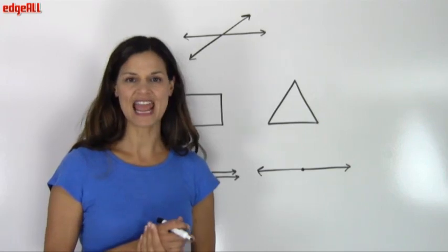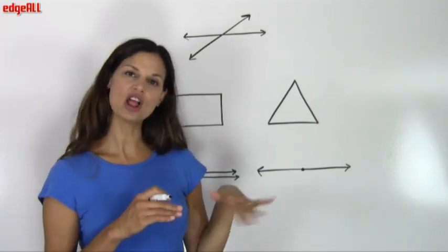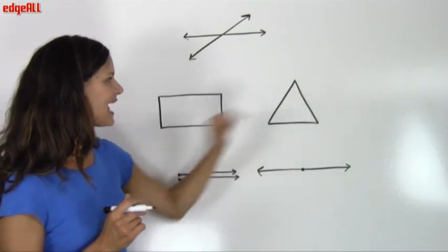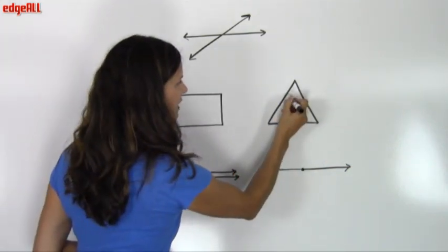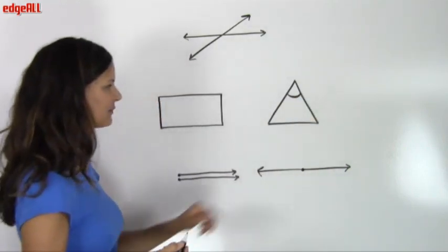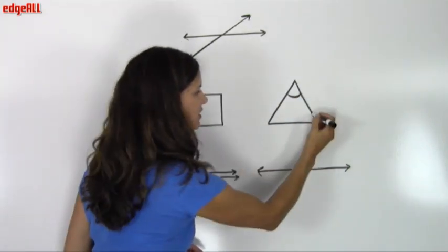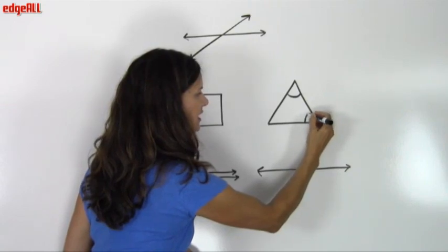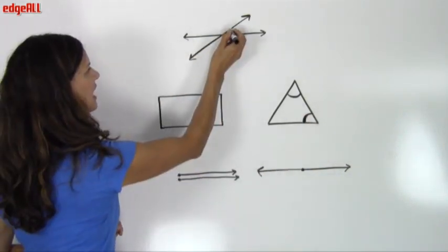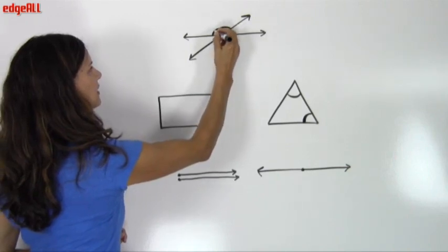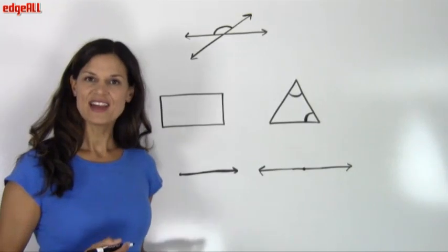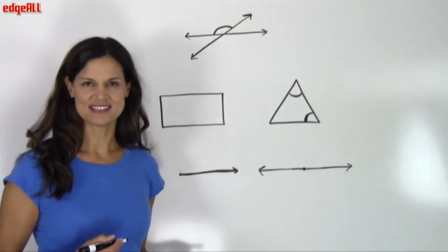To label an angle, we make a small arc between the lines. So if I wanted to label this angle, for example, I would draw a small arc here between the lines. If I wanted to label this angle, I would do a small arc here. If I wanted to label this angle here, I would draw a small arc between the two lines. Angles are measured in degrees.